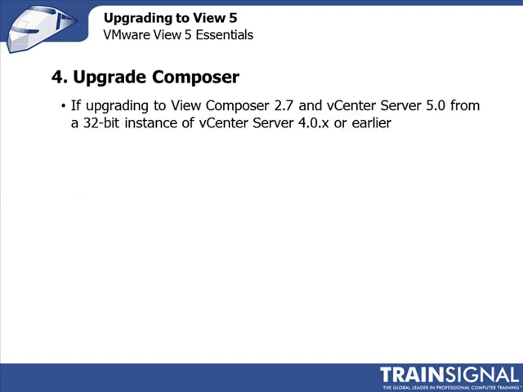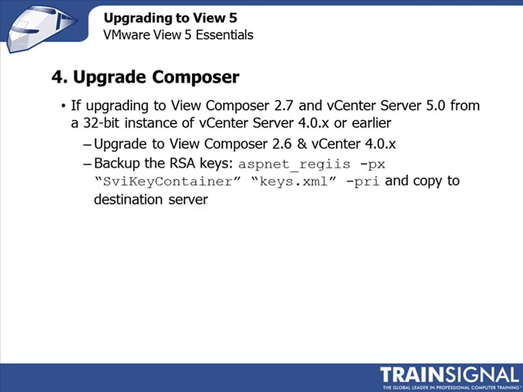There are a few specific steps you'll need to go through if you're taking View Composer and vCenter from a 32-bit instance of vCenter 4.0 to the latest versions of View Composer and vCenter Server. First, you'll want to make sure to upgrade to the latest version of both Composer and vCenter that work on a 32-bit platform, namely 2.6 and 4.0. Then back up the RSA keys using the ASP.NET_RegIIS command that you see on the screen. And then copy that output to the new vCenter server.